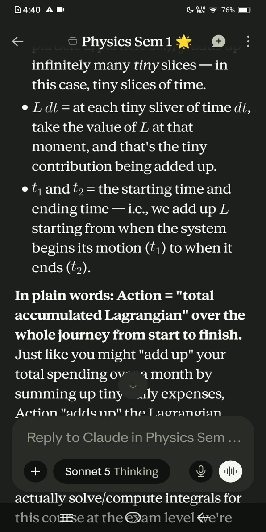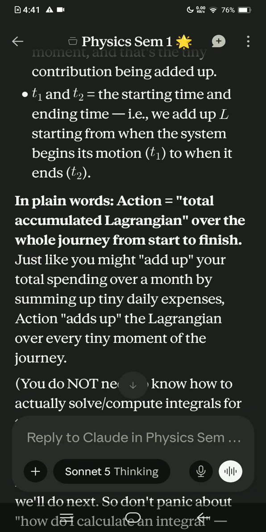t1 and t2, the starting time and the ending time. In essence, we add up L starting from when the system begins its motion, t1, to when it ends, t2. In plain words, action equals total accumulated Lagrangian over the whole journey from start to finish. So we need action to be as small as possible, right? Just like you might add up your total spending over a month by summing up tiny daily expenses, action adds up the Lagrangian over every tiny moment of the journey.